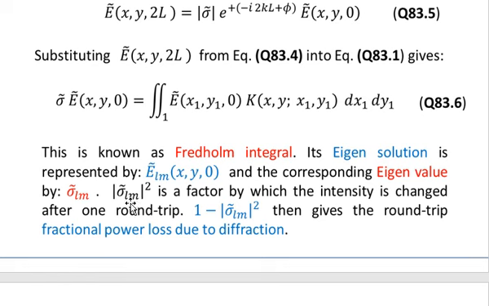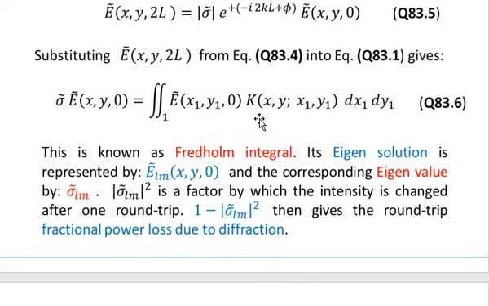And sigma prime Lm, the absolute square of sigma prime Lm, is a factor by which the intensity is changed after one round trip. And 1 minus the absolute square of sigma prime Lm then gives the round trip fractional power loss due to diffraction. So this is what we have briefly stated about the Fredholm integral.